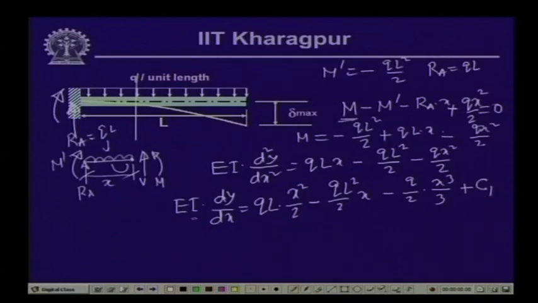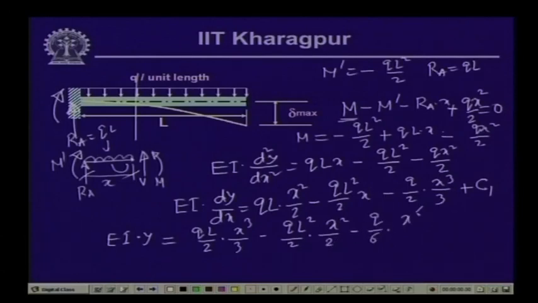Now, on further integration we will have EI y equals qL/2, and x² will give you x³/3, minus qL²/2 times x²/2, minus q/6, x³ will give us x⁴/4, plus C1 x plus C2.